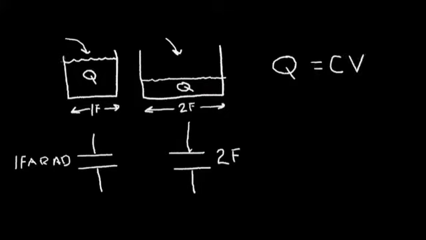In our water analogy, the level of the tank is analogous to voltage. So at the tank at the left I have a high voltage. At the tank at the right, the voltage is only half as much. I'll call it 1/2 V, or V over 2.